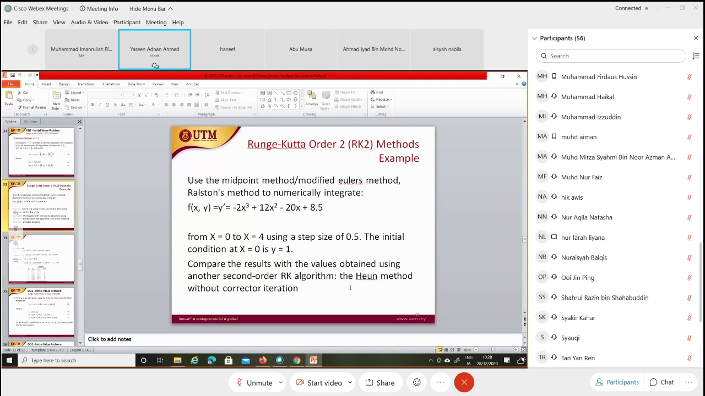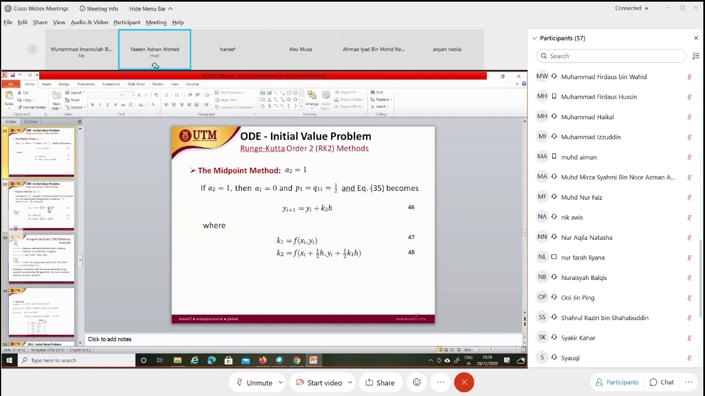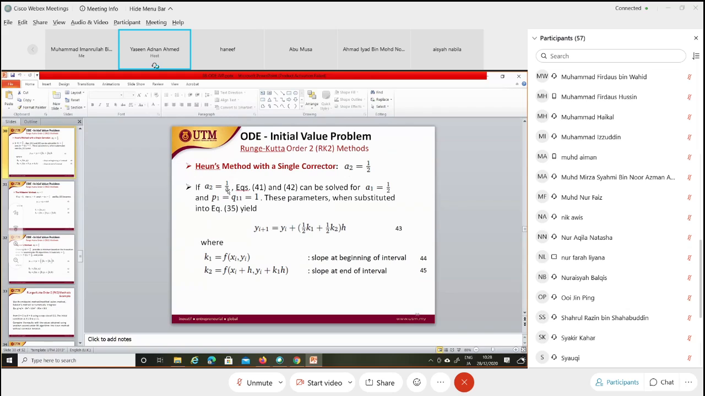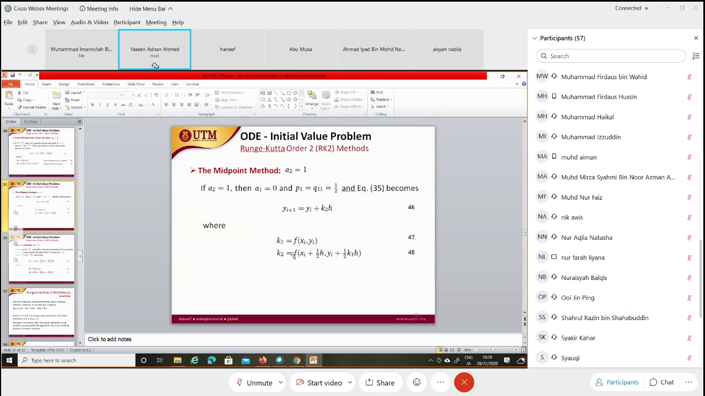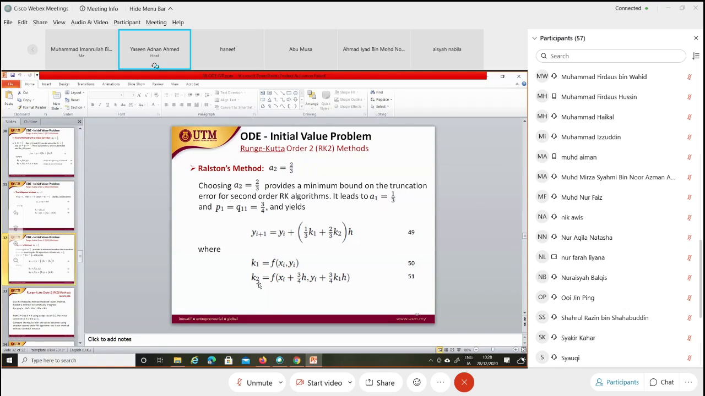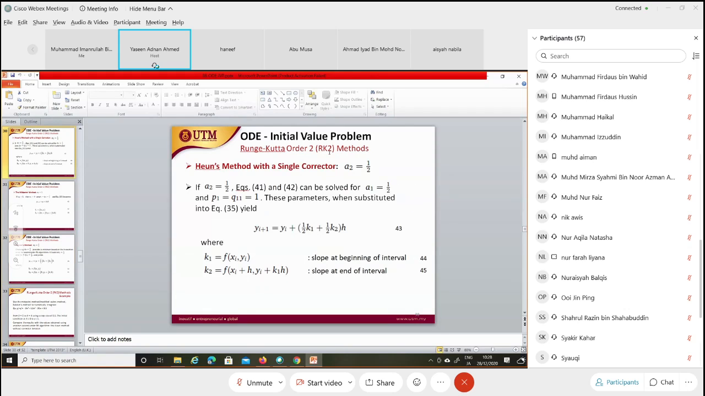Then they said you have to solve this one using the second order RK algorithm, Heun's method without correction factor. This correction iteration is not that important. Just consider the Euler method, we have the midpoint method, the Ralston method, and we have Heun's method. These are different versions of the RK method. If they consider Heun's method, this is your solution. In case of midpoint, this is the condition, and in case of Ralston, this is the condition. These all are actually second order, Runge-Kutta method of second order.